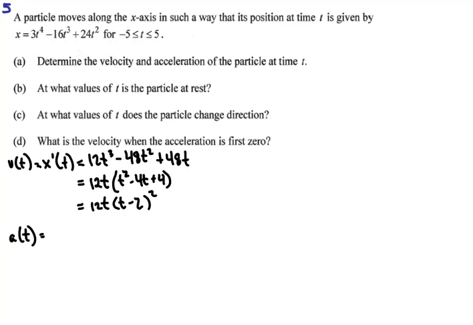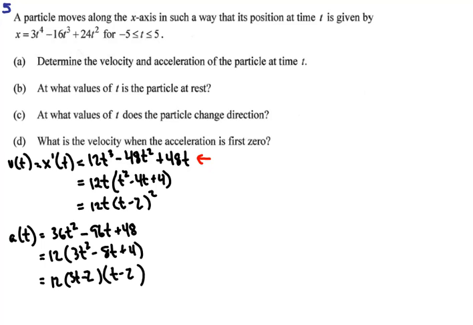Now for the acceleration, I would go back to the unfactored form at the top. That's easier to do derivatives with. So it's 36t squared minus 96t plus 48. Even though I'm not asked for it, I want to factor that as quickly as possible, if possible. So I get 12 times (3t squared minus 8t plus 4). Fortunately, that factors out to be 12 times (3t minus 2) times (t minus 2). And I'm done with part A.